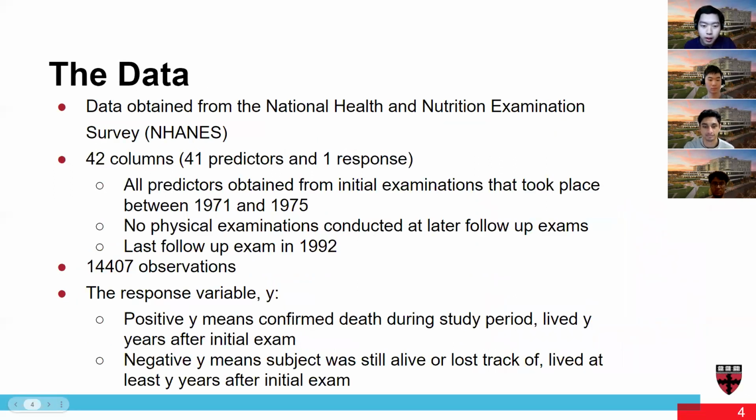So in the first step, we want to talk about the data that we obtained. The data is from the National Health and Nutritional Examination Survey, and the data originally came on data tapes. However, this was then converted into a CSV format thanks to our wonderful TFs. This data has 42 columns with 41 of them being predictors and one of them being a response, with all of the predictors being medical information and data gathered between 1971 and 1975. Overall, there were 14,407 observations, with each one of them having a response variable to go with it.